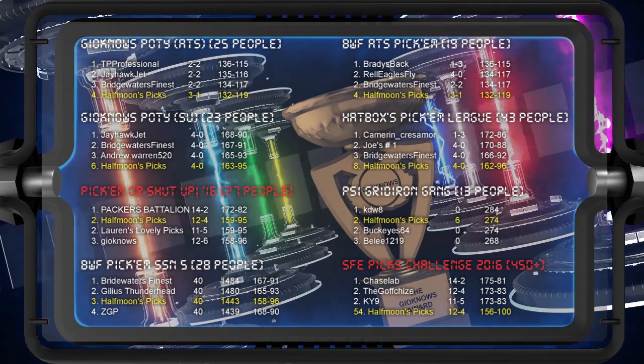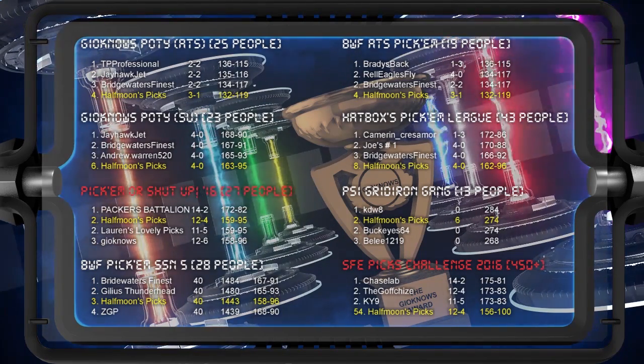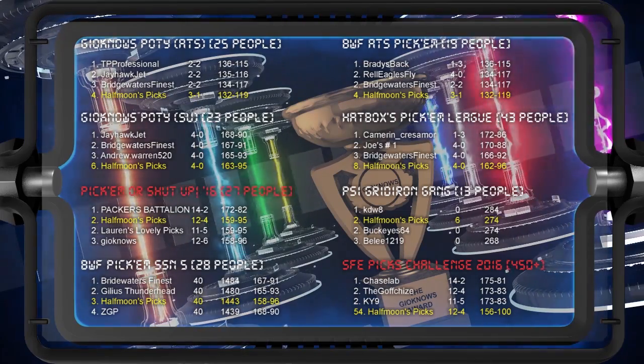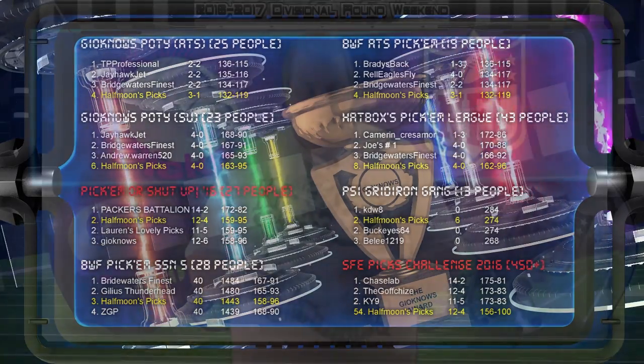That's my money pool, Hatbox. I'm still straight up. I moved up actually 2. I was in 10th and now I'm in 8th. So not too shabby. I had a good week last week.